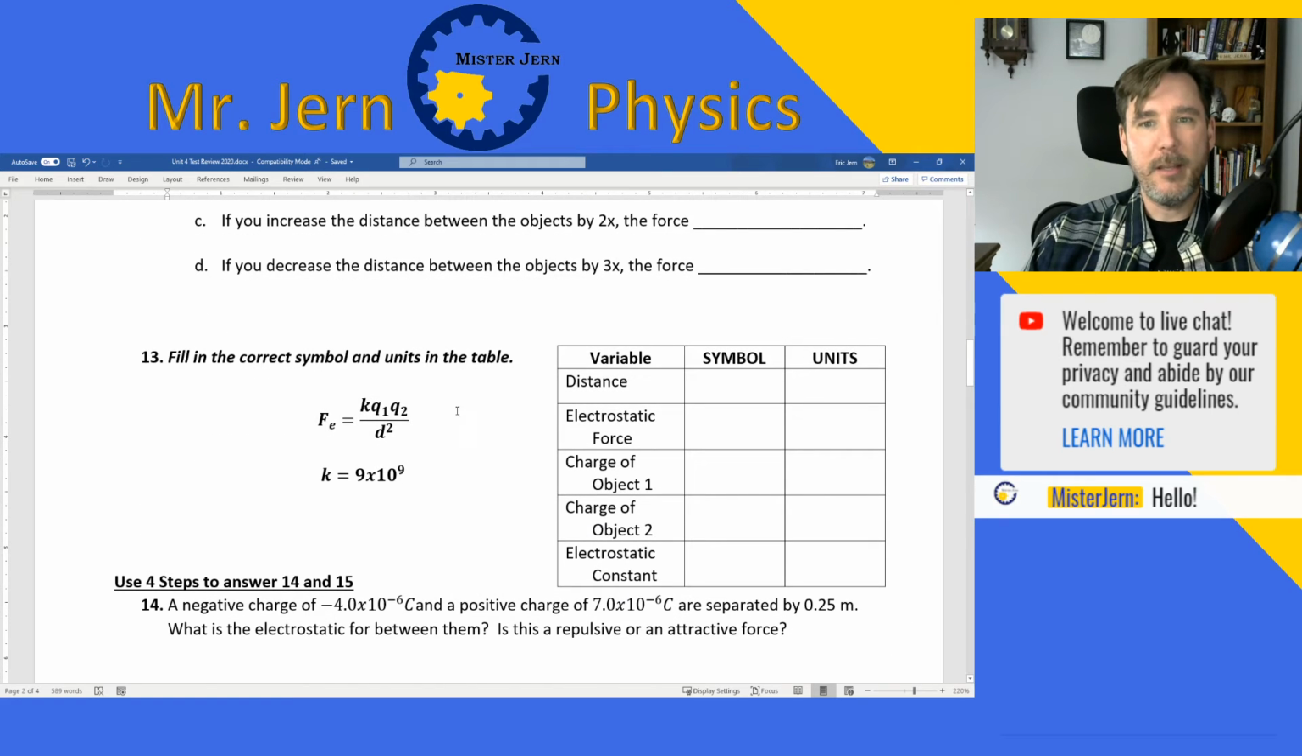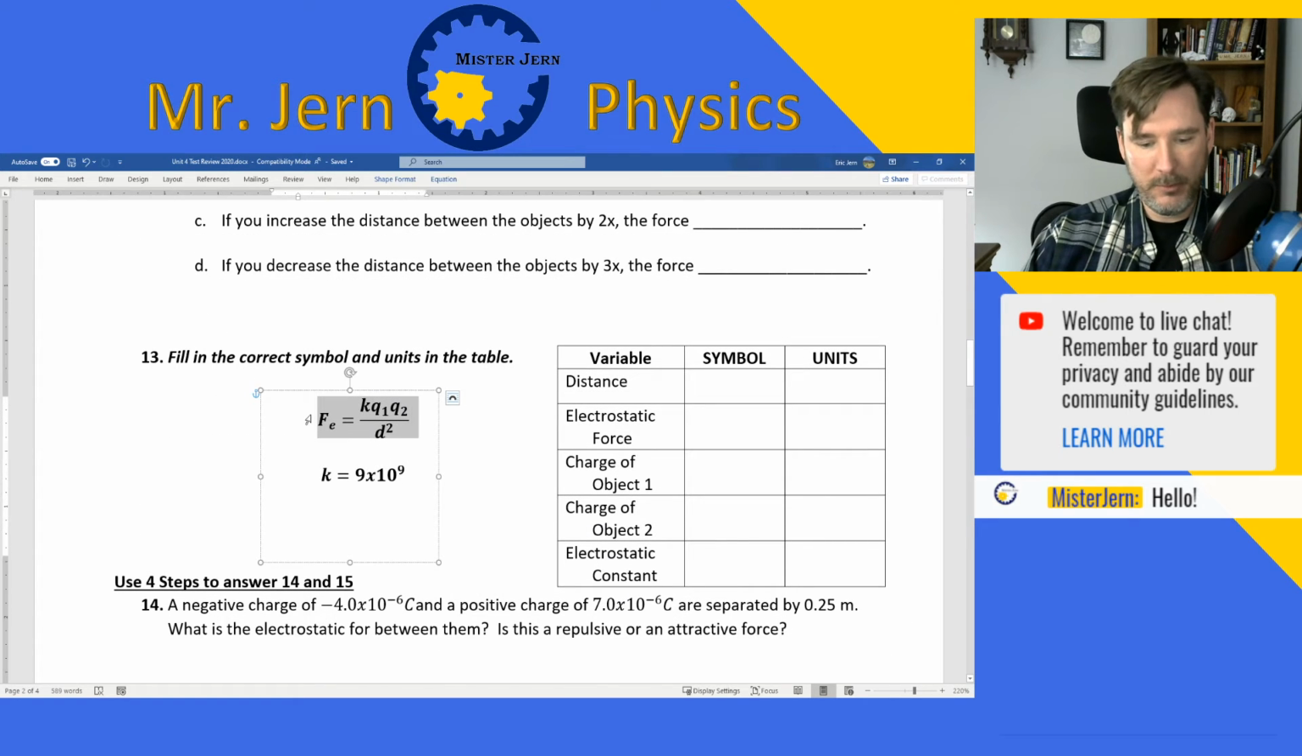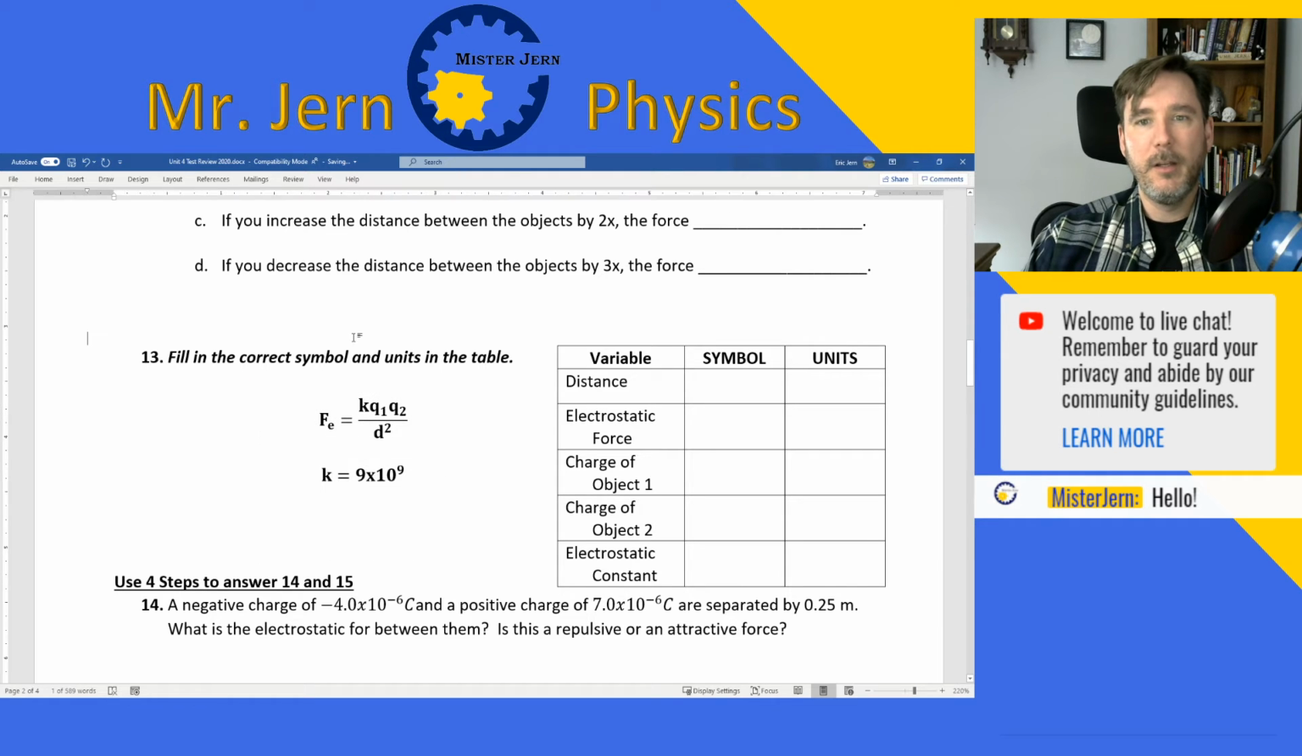Then, of course, we had the equation. I'm going to unitalicize that because it just looks funny to me. And so this is the equation we used, where K is 9 times 10 to the 9th, 9e9 in a calculator.